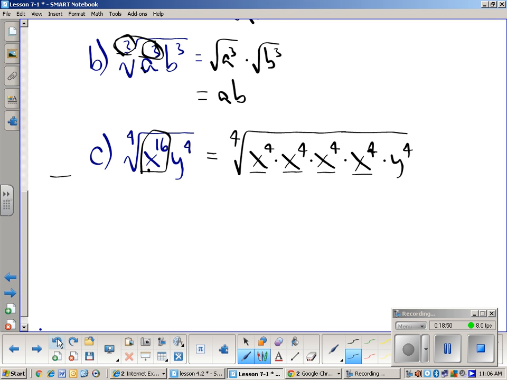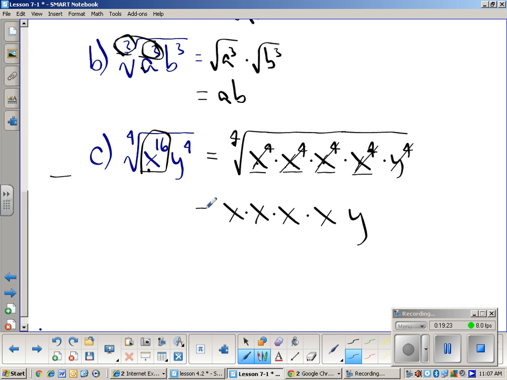And so what happens when I take the 4th root of x to the 4th? I get x. The 4th root of x to the 4th is x. And the 4th root of y to the 4th is y. Are there any others left inside the radical sign? No, in this case they all worked out perfectly.